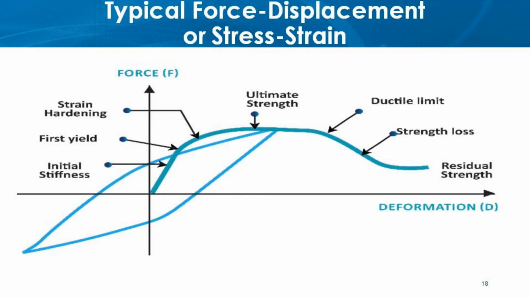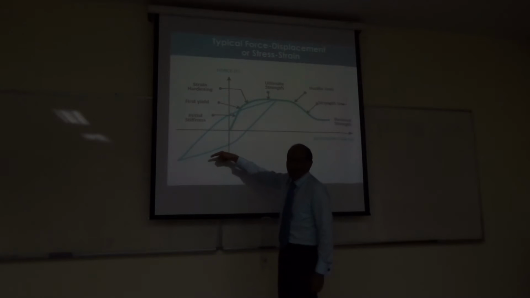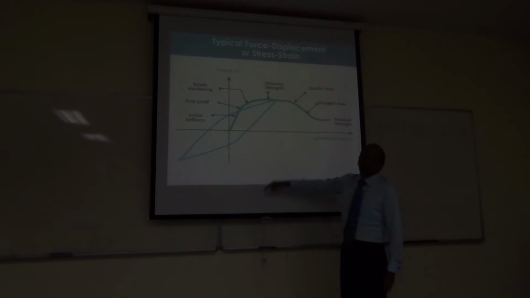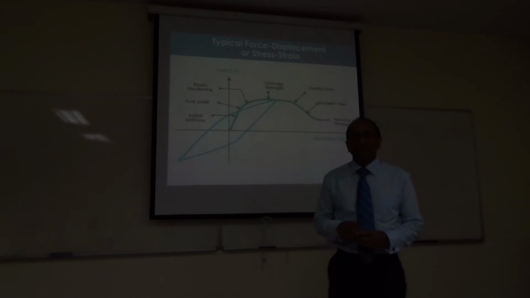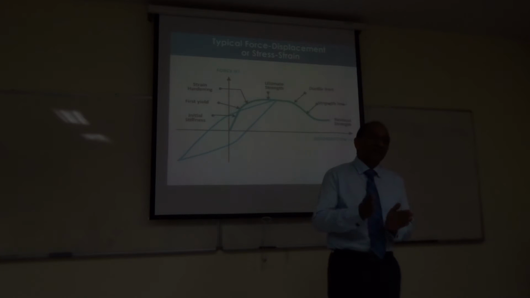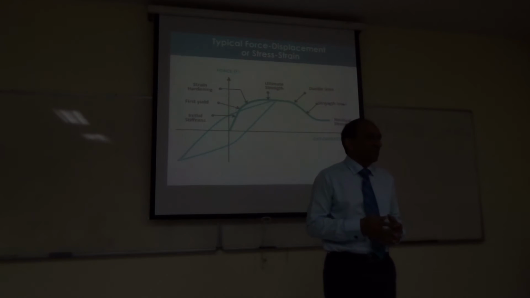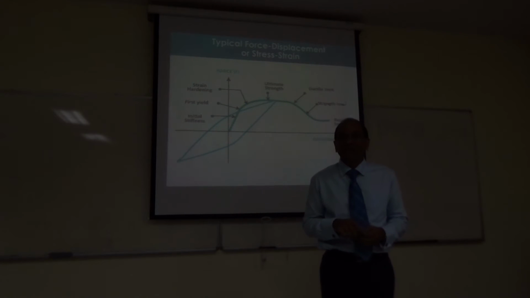And if you unload the structure, it will not go back on the green line. It will follow another line. And if you load it, it will go another line, and it will go here. This is a typical behavior of structures. Structures do not go in a straight line, not linear, as we mostly assume. So the relationship between force and deformation is not linear. It is only linear for a short range.